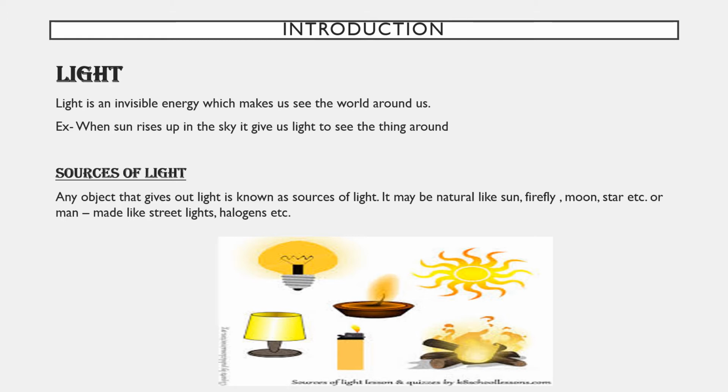Now what are the sources of light? Any object that gives us light is known as source of light. It may be natural like sun, firefly, moon, star, etc. or man-made like street lights, halogen, etc. Here are the pictures with which it will be more clear to you what are the sources of light.